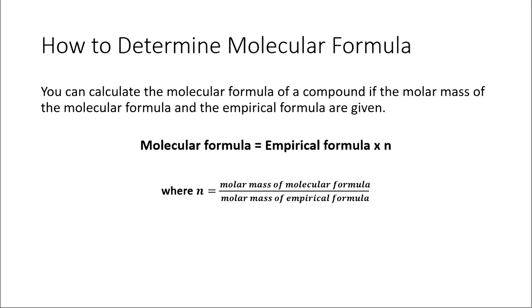Sometimes you will be asked to determine the molecular formula given the empirical formula. To do that, we're going to find N, which is the molar mass of the molecular formula divided by the molar mass of the empirical formula. And then we will distribute N to the given empirical formula. So let's take a look at the first example.